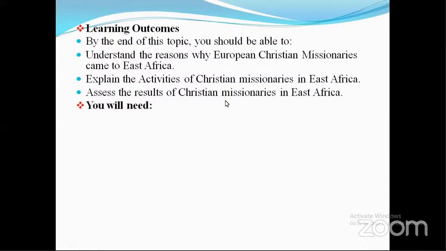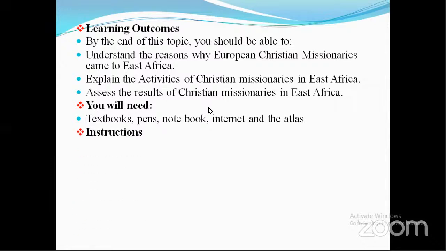Then, from there, you will need to have the following if you are to achieve the above objectives. You will need textbooks, pens, notebooks, internet, and atlas. Of course, when our lesson is done, you will have to go and do more research. That's why we are saying you also need the internet.